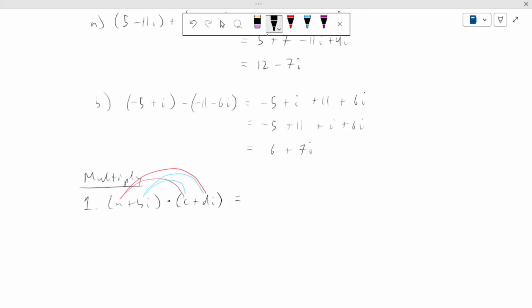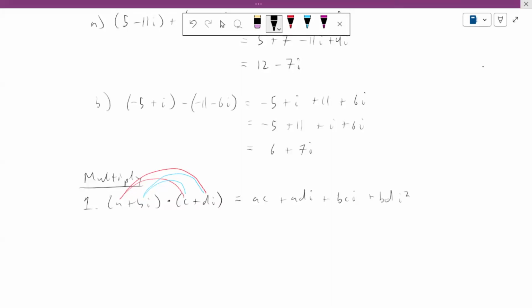I have a times c, plus a times di. That's a times that stuff. Plus, now I have to do b times i times c, so doing the blue now. I'm just going to write that as bci, just in alphabetical order, with the i coming last. Canonical form is all it is. And then now we have b times i times d times i. So that's b times d times i squared.